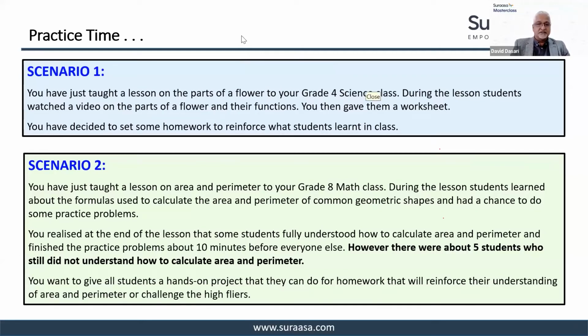Right. I'd like to encourage you to start looking at using this scenario, okay, and completing the Padlet even after this masterclass has been completed, right? So let's have a look at a couple of things first. Number 1, let's look at scenario number 1. You have just taught a lesson on the parts of a flower, all right, to your grade 4 class. During the lesson, students watched a video on the parts of a flower and their functions. You then gave them a worksheet during class. You've decided to set some homework to reinforce what students learned in class.